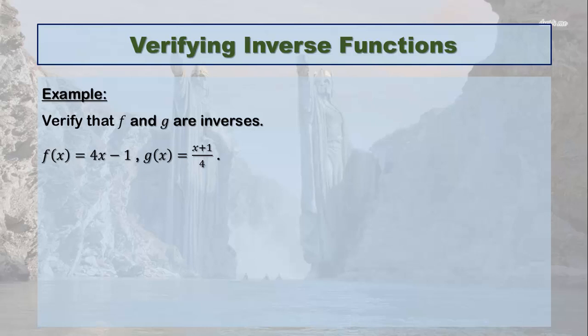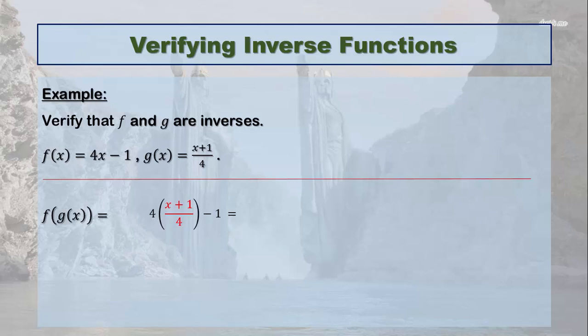All right, your steps should look like this. When we plug g into f, it would look like this. The 4's cancel, leaving it with x plus 1 minus 1, giving us x. When we plug f into g, we have 4x minus 1 plus 1 in the numerator, and just 4 in the denominator. Plus 1 minus 1 gives us just 4x. 4x over 4 is just x.